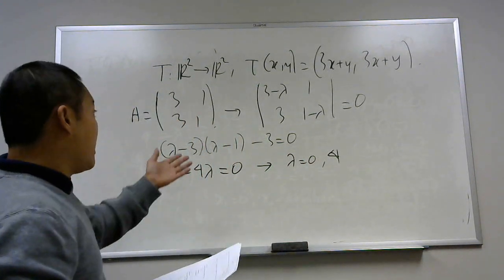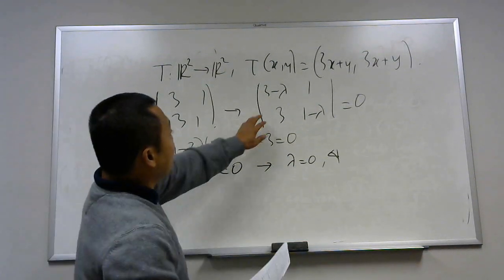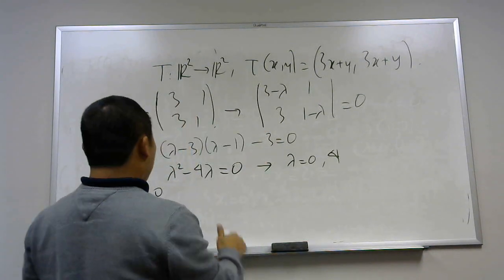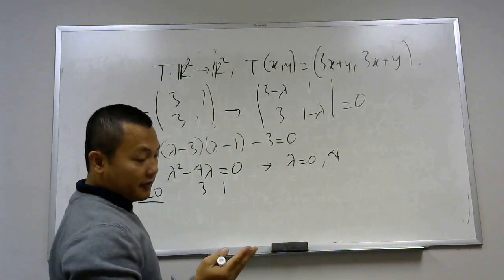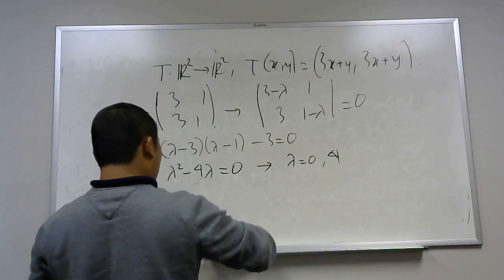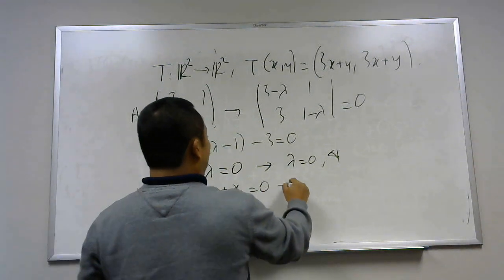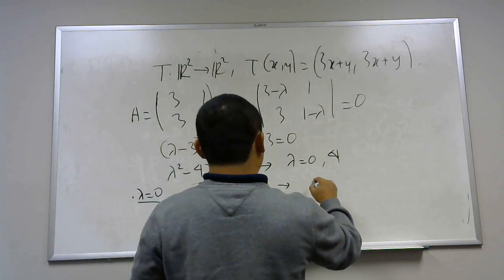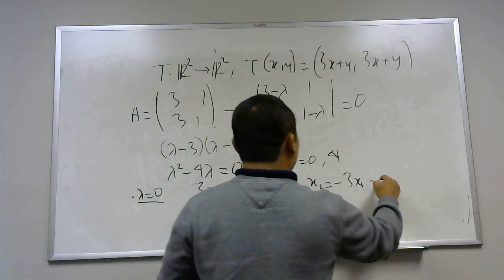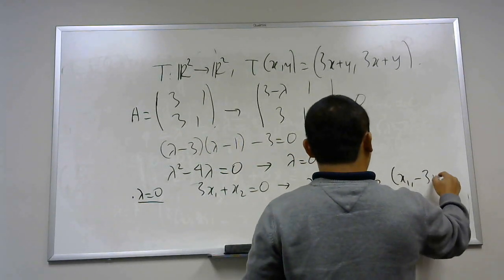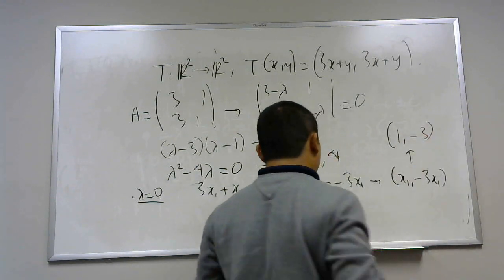Okay? You do the same thing, put lambda equal to 0, and you substitute 0 into this. You get 3, 1, right? The second row is also 3, 1. So I take one equation. I have 3x1 plus x2 equal to 0. From here, I get x2 is negative 3x1, or x1, negative 3x1. The first vector is 1, negative 3.